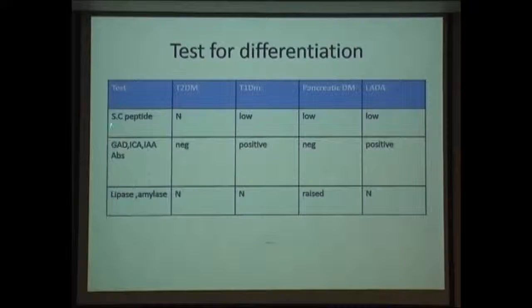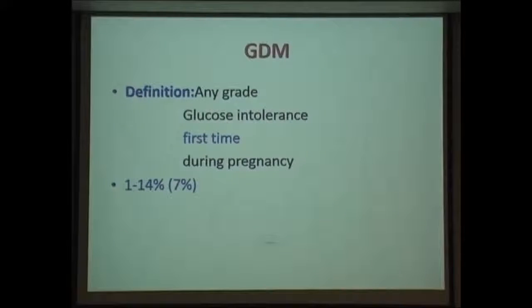In type 2 diabetes, usually the C-peptide is in the normal or the higher normal range. Antibodies are negative, amylase and lipase are normal. Type 1, you'll have a low C-peptide, a positive antibody status, normal lipase and amylase. Pancreatic diabetes, you'll have a low C-peptide, negative antibodies, raised amylase. And in LADA, you may have everything like type 1 diabetes, and that is the case where you can actually think that this patient may be having autoimmune diabetes. So this can be the only role, and it may not be the confirmatory role. A negative test doesn't rule out anything, but a positive one, yes, would give you some clue.